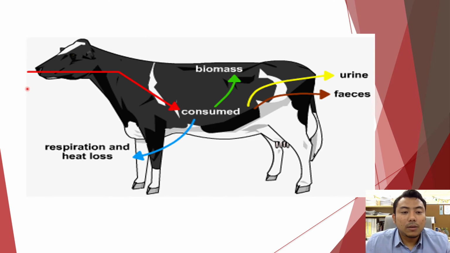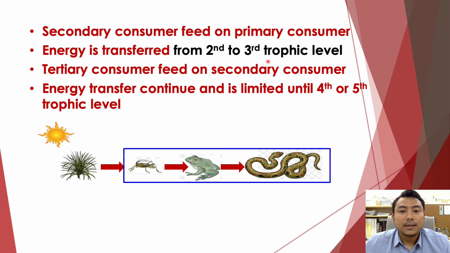Okay, so kalau the food is eaten by the herbivore, so it will be consumed. Biomass ni maksud dia ni buat sel dia lah, kulit dia, darah dan apa-apa yang perlu. Okay, urine and feces tu keluar ikut belakang. Okay, respiration and heat loss tu akan being dissipated. Dissipated tu akan disebarkan. Okay, maknanya hilang macam tu lah ke environment dia. Then we look at the secondary consumer feed on primary consumer. So this is the secondary consumer feed on the primary consumer.